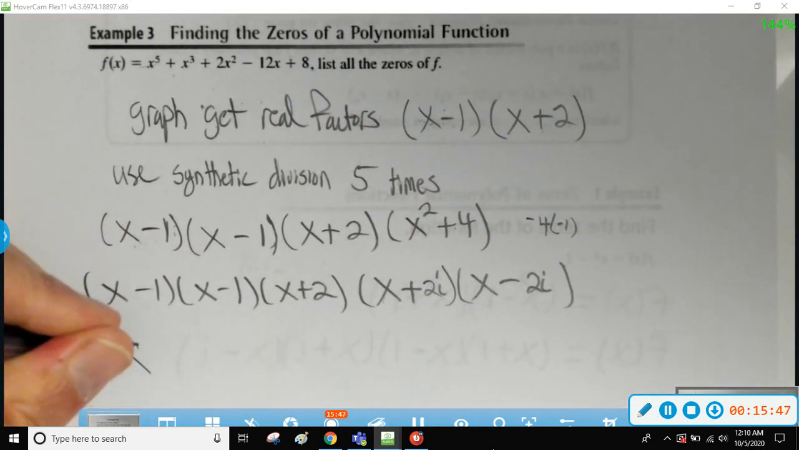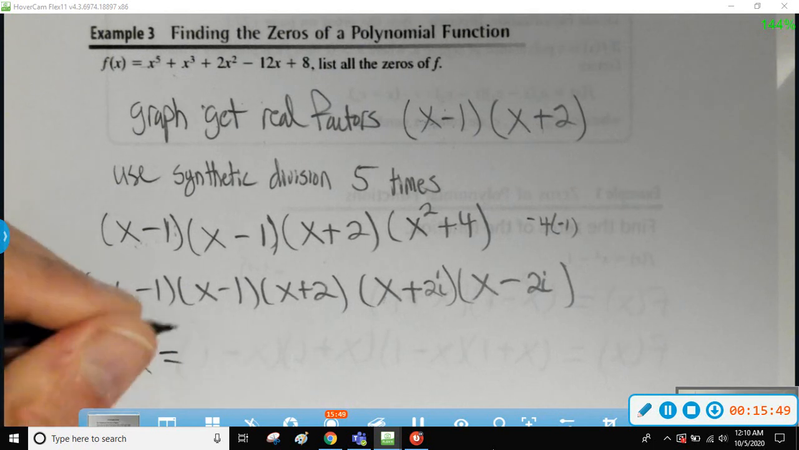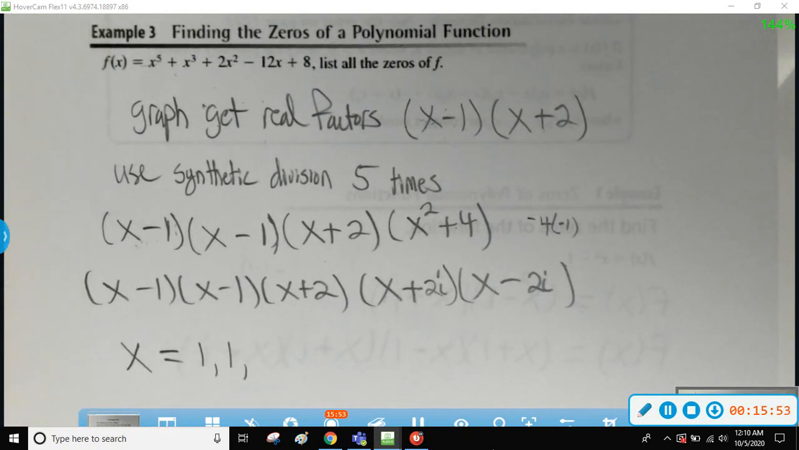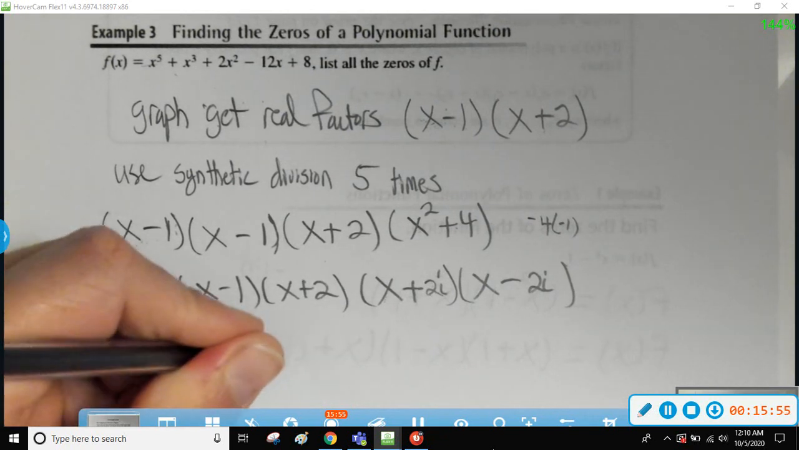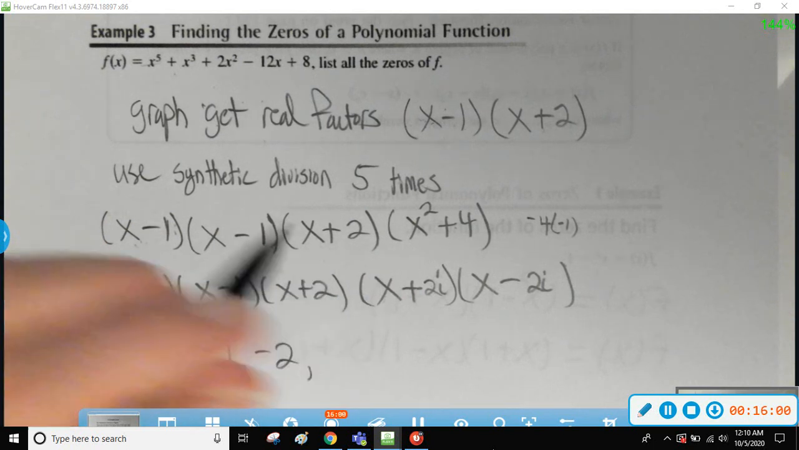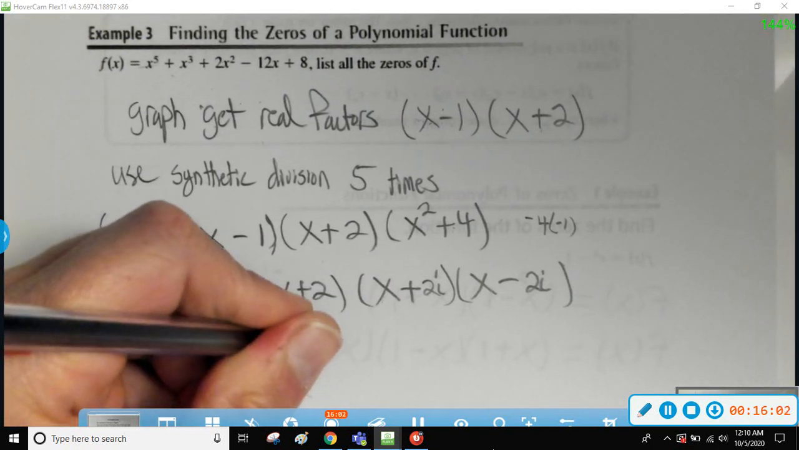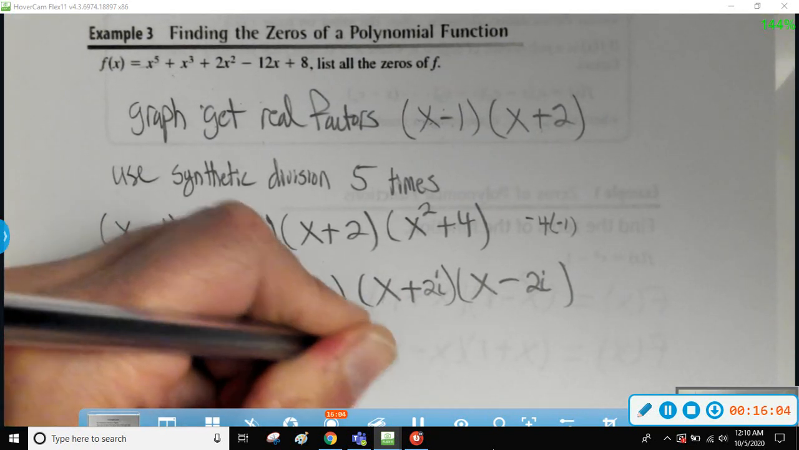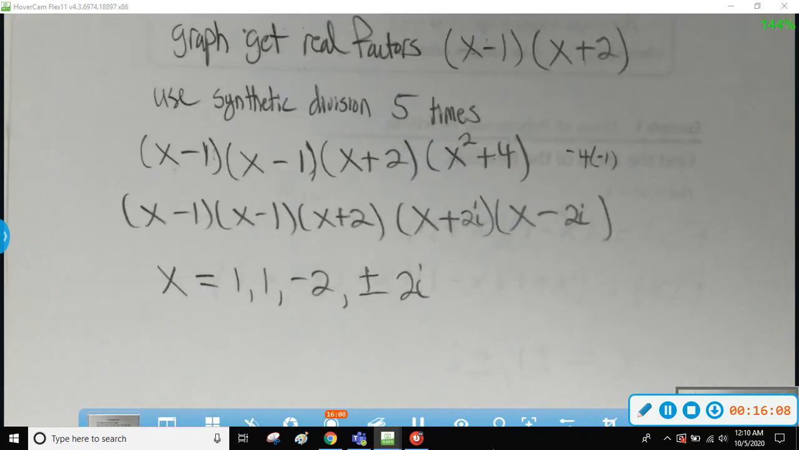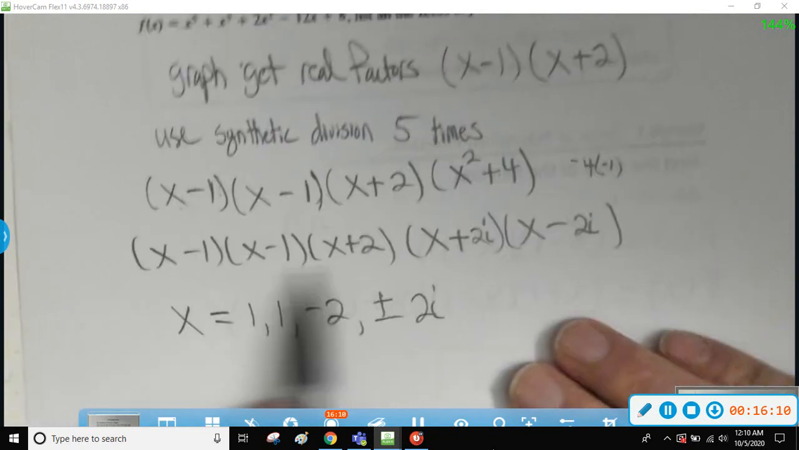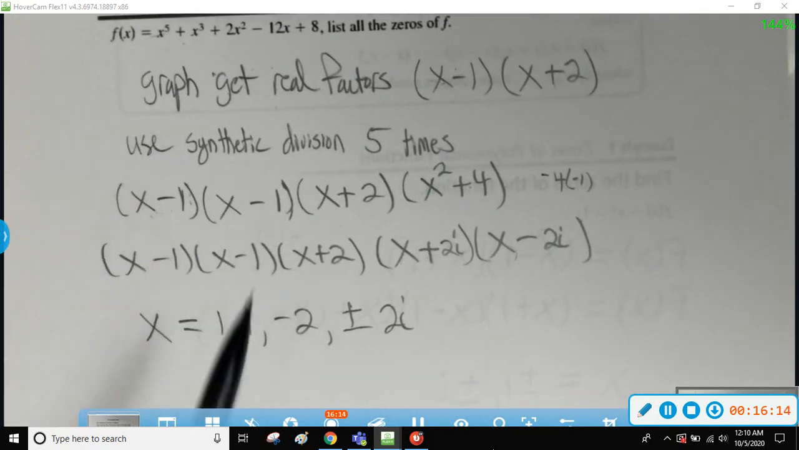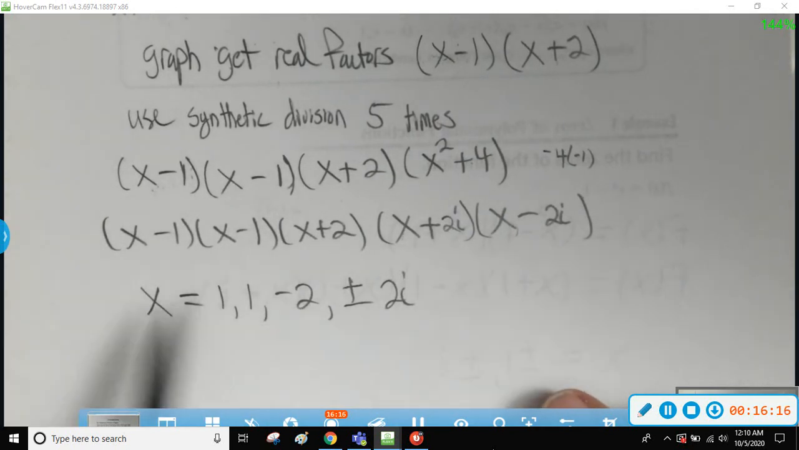Once I've got all of my factors, I can write out all of my zeros. I'm going to write 1 twice because it has a multiplicity of 2. I'm going to write negative 2 once, and then I'm going to write out plus and minus 2i. Okay? And then so those are all of my zeros. Notice there's 5 of them. We know that's correct because this was a degree 5 polynomial. So it must have 5 roots.